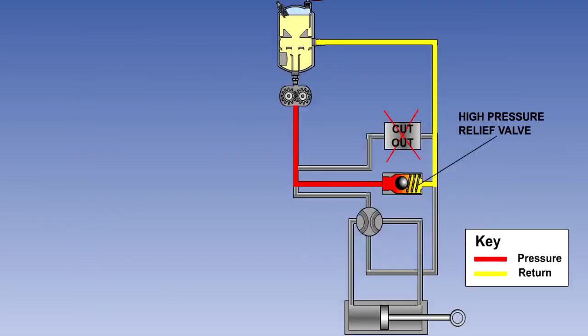In some systems, a full flow relief valve or high pressure relief valve is fitted downstream of the pump to bypass full pump output to the reservoir in the event of failure of the normal pump control system.